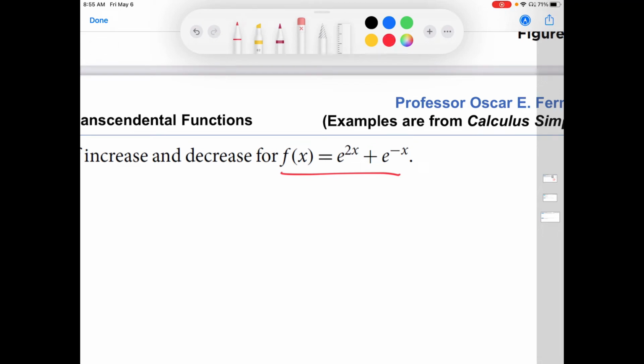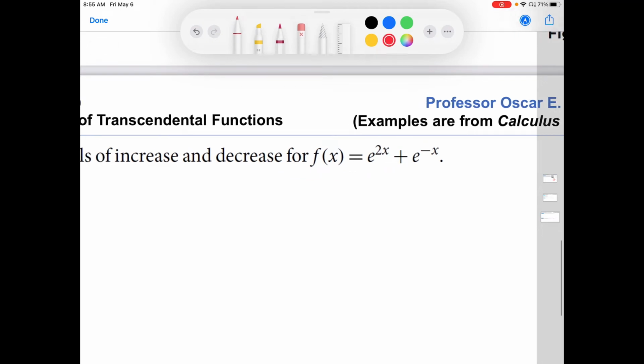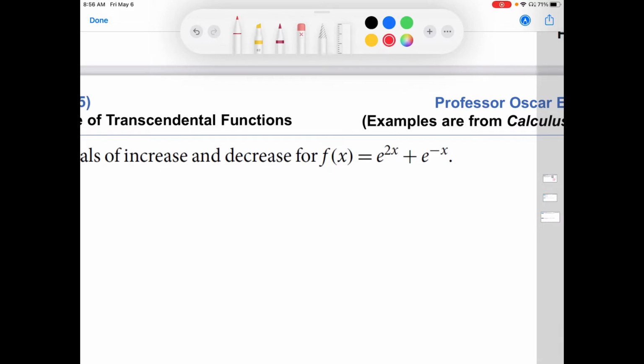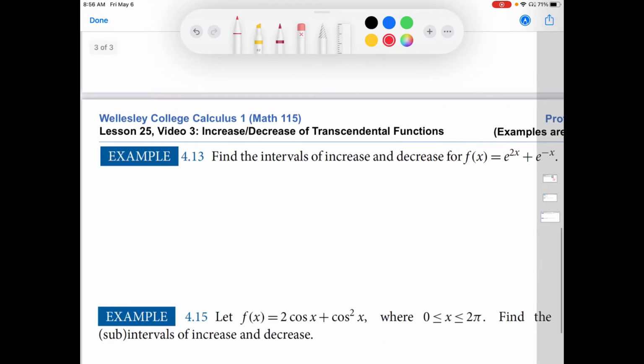If you remember how this process goes, the first thing we have to do is find the derivative, and then we're going to set up a sign chart and look for where the derivative is negative or positive, and that will tell us the increase or decrease intervals. So first step here, I'm going to find the derivative, f prime of x.